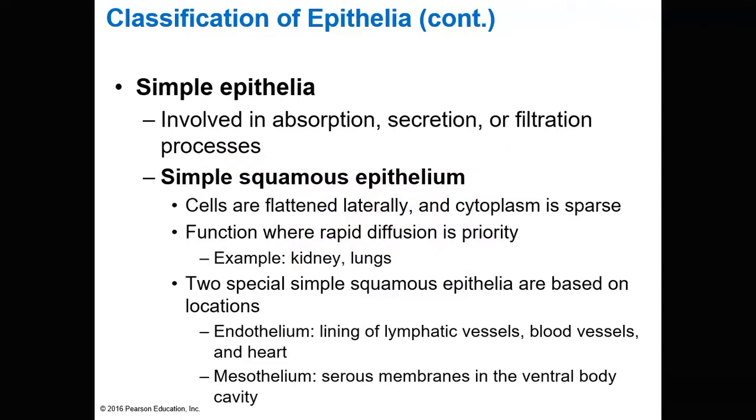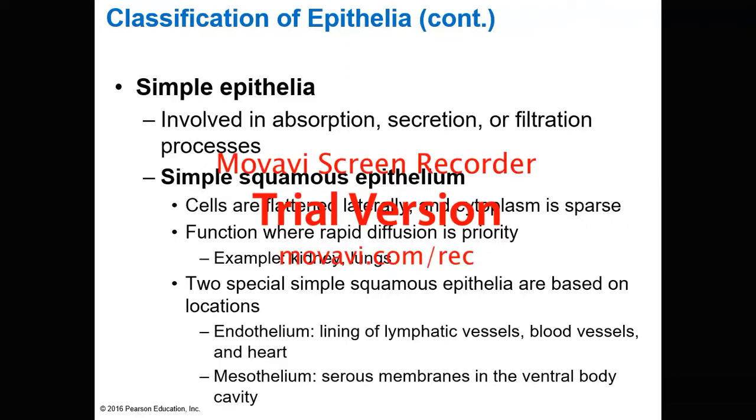All right, simple squamous are going to be cells that are flattened, and the cytoplasm is sparse. So the function is going to be where rapid diffusion is priority. Examples are the kidneys and the lungs.